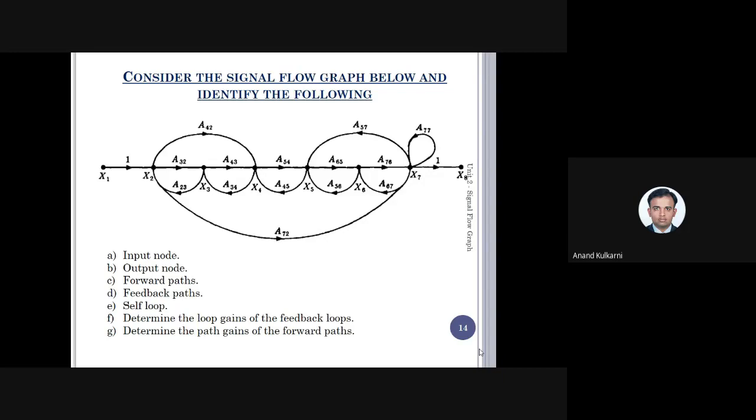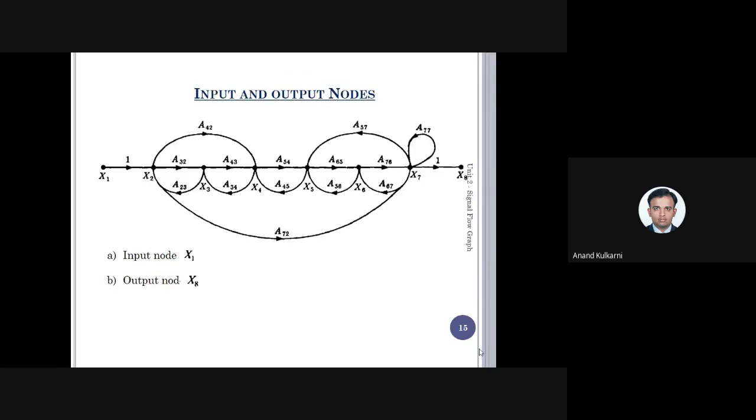Okay. Have you noted down this problem? The input nodes are 1 and 8. Input is 1, output is 8. Then we'll go to this. So just what is written here? The input node is X1 and X8. So the input nodes and output nodes are clear.